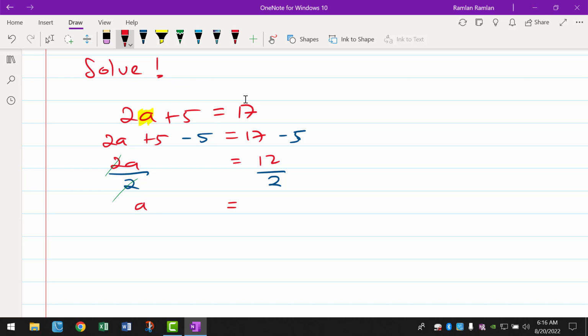12 minus 2 divided by 2 is equal to 6. And then you're done here, because the a, the variable, is now alone on one side of the equal sign. So this is the concept, okay, guys? What happens with an algebraic fraction is actually the same exact thing, right?